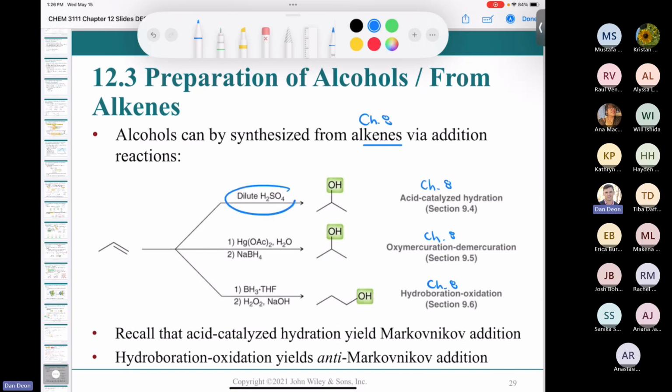And so we talked about Markovnikov addition, we talked about oxymercuration, demercuration, and the reason you would do that is to avoid carbocation rearrangements. And then we talked about anti-Markovnikov addition with hydroboration oxidation. So again, these two are Markovnikov addition. And then this last one here is anti-Markovnikov. I know it says it at the bottom of the slide, but anyhow, there you go.